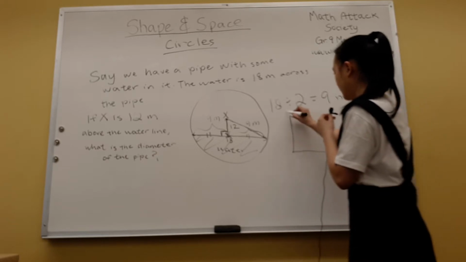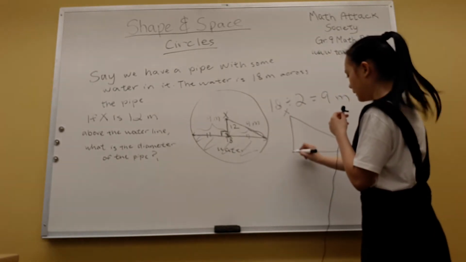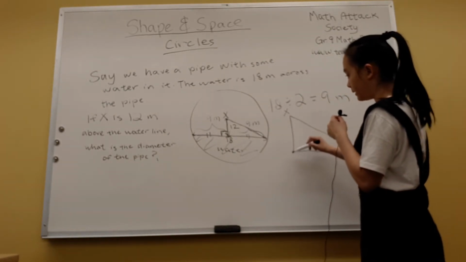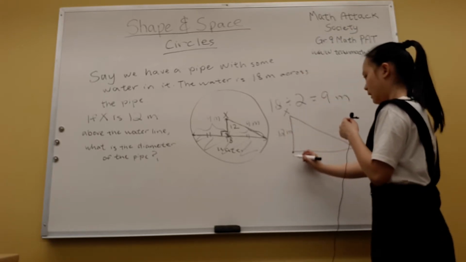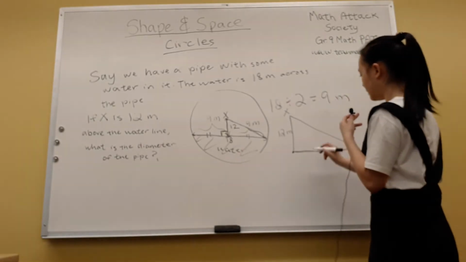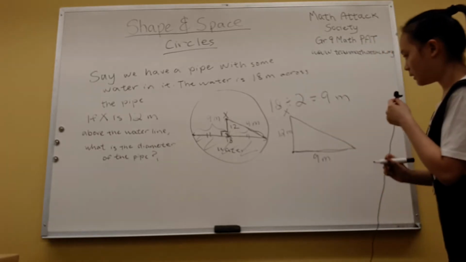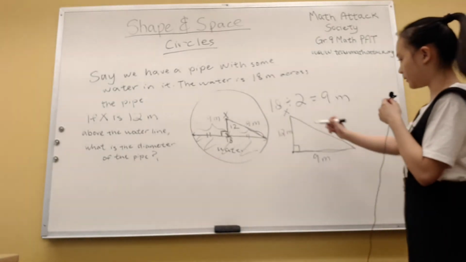In this triangle, x would be the center of the pipe, like we said before. This point right here would be the point on the water line that x is measured from to get 12 meters. Corresponding, we know this is 12 meters. And we know from before that this length, by the chord bisector theorem, is equal to 18 divided by 2 equals 9 meters.